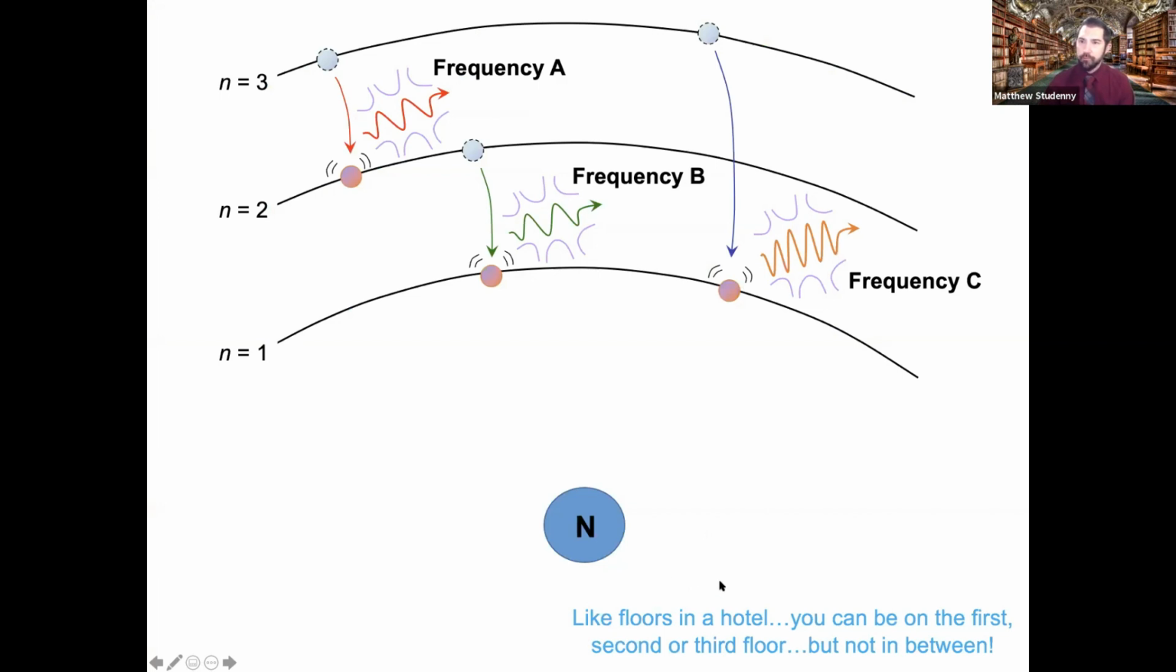One more analogy here, just this idea of quanta and the spectrum lines that you see. It's kind of like floors in a hotel. You can be on the first floor, the second floor, the third floor. You don't exist in between. So that's the same idea that's happening up here, because they have very specific amounts of energy required to move into each of these different energy levels, we get very specific, unique lines on the spectrum.